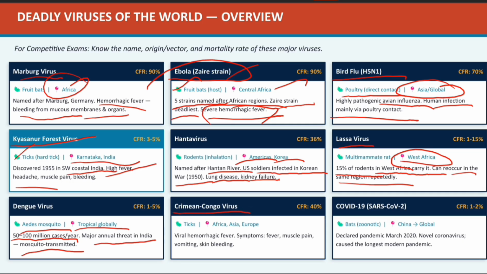Crimean-Congo virus. It is spread through ticks, and the locations are Africa, Asia, and Europe. It is a viral hemorrhagic fever. Symptoms: fever, muscle pain, vomiting, skin bleeding.